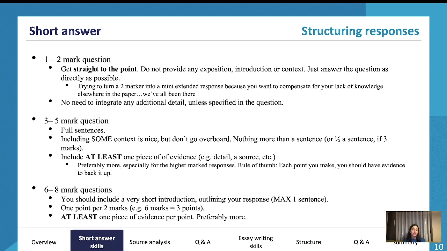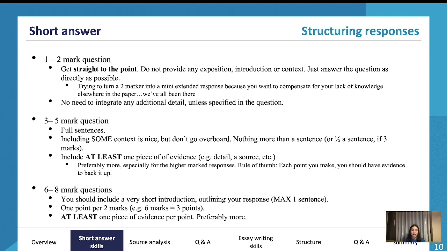So for 6 to 8 mark questions, this is where you start bringing in an introduction. For a 3 marker, you don't need an introduction, you go straight into your response. But for an 8 marker, it definitely makes sense. And as soon as you get to 8 and 9, it starts to turn more into an extended response. So you should include a very, very short introduction, which is going to outline your response, maximum 1 sentence, and then have at least one piece of evidence per point, and have 1 point per 2 marks. So if you have a 6 marker, make 3 points and talk about 3 different features, and in each feature have a piece of evidence.